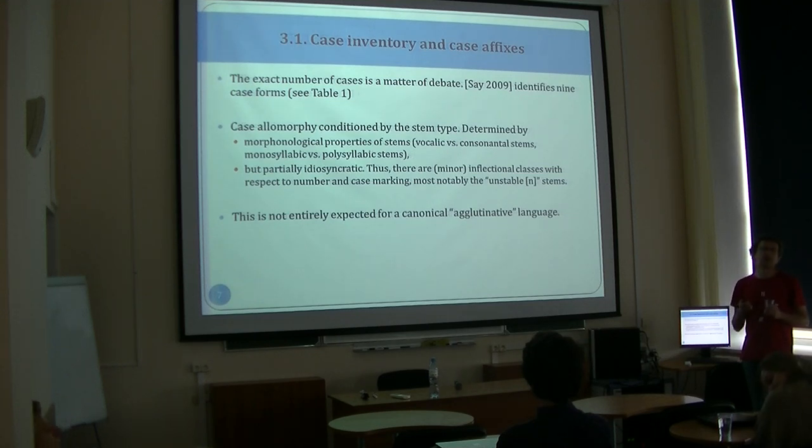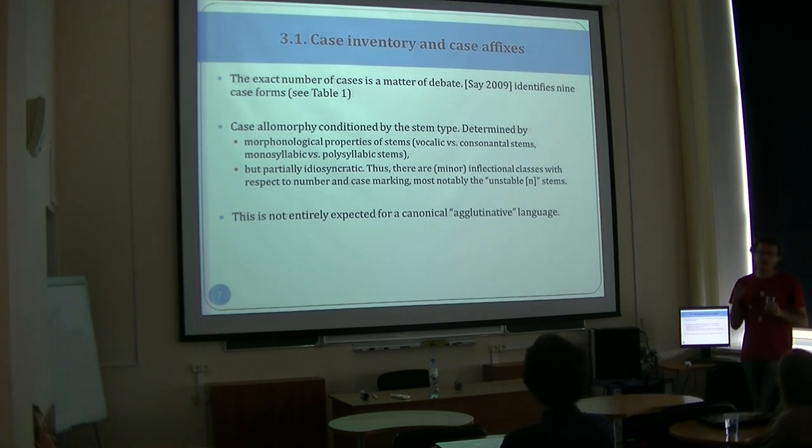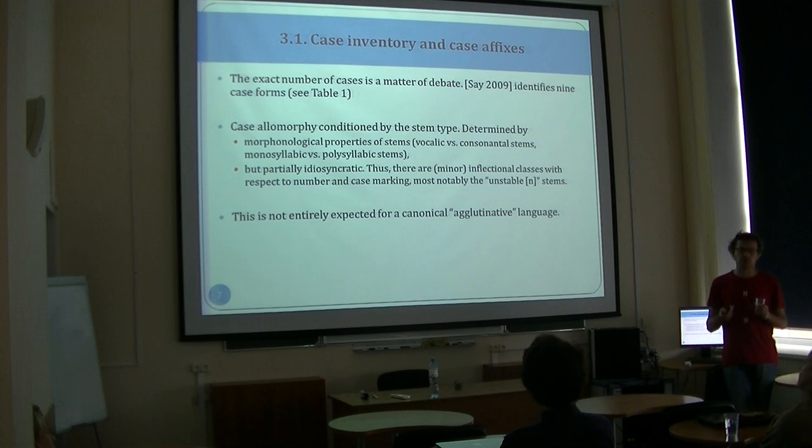There is quite a bit of case allomorphy, which is conditioned by stem types, as expected. For example, morphological properties of the stem, of course, do play a role, as we discussed. There is a huge distinction between vocalic and consonantal stems, but there are some other rules as well, like, for example, monosyllabic nouns can behave differently from polysyllabic nouns and so forth. And to some extent, it's idiosyncratic, so it's not really easy to come up with a particular form of the stem which would automatically project all the forms of nouns. We'll see some examples right now.